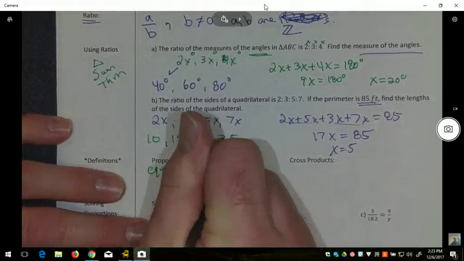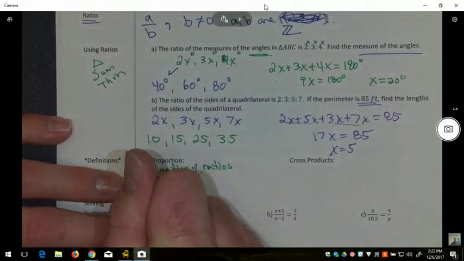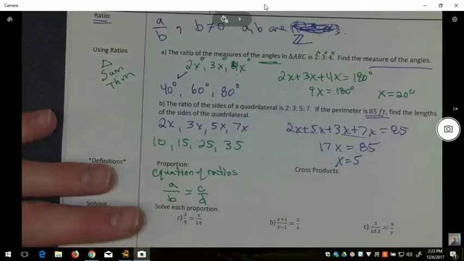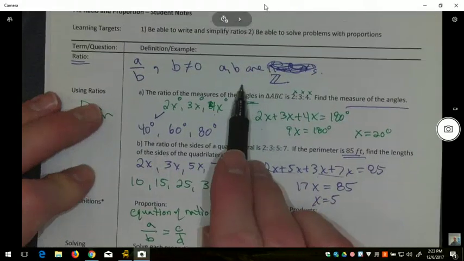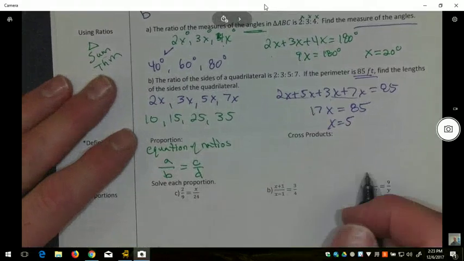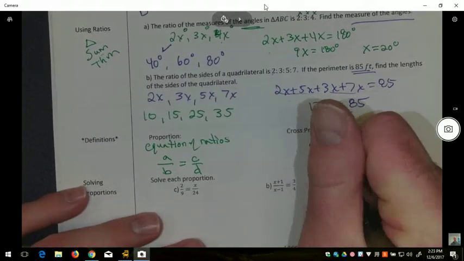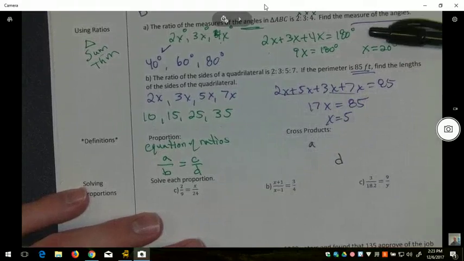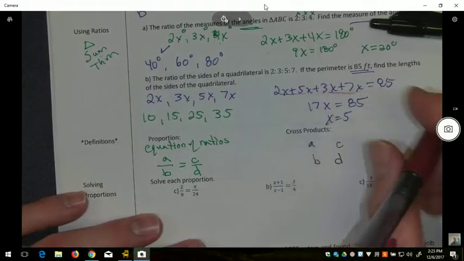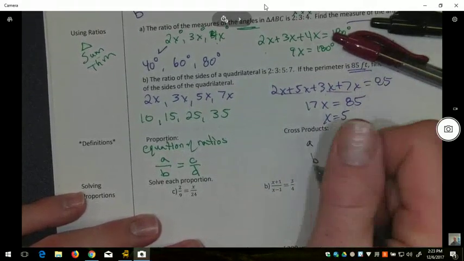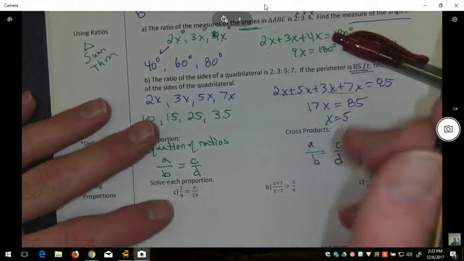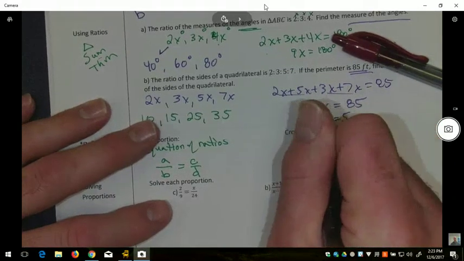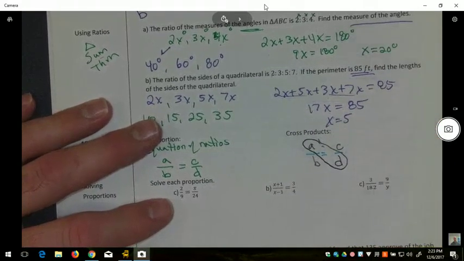An equation of ratios, often defined as A over B equals C over D, where A over B and C over D are both ratios, or A, B, C, and D are integers. Cross products, something you probably learned in middle school, are the terms that are across from each other if we were to make an X with the ratios in the proportion. So for the cross products, we have the means and the extremes. You multiply these two, and you multiply these two.